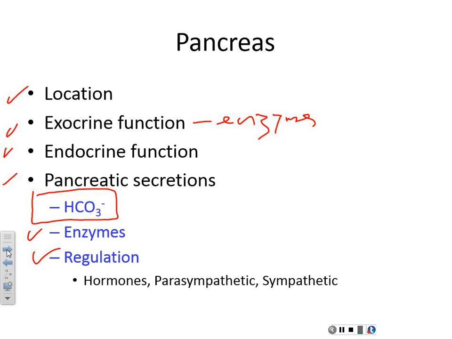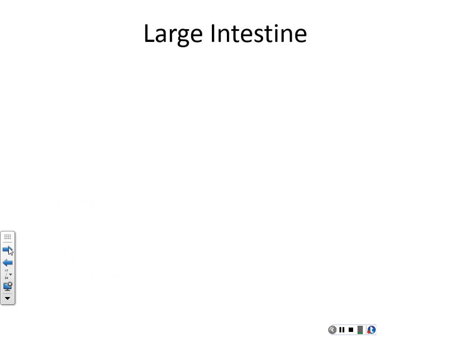And then of course regulation by the hormones, which we said, cholecystokinin and secretin, they cause different kinds of secretions from the pancreas. And then of course the parasympathetic, as usual, always stimulates pancreatic secretions. And then the sympathetic will actually reduce them. The sympathetic system is normally for fight or flight. It normally reduces digestive activity, right? So it will reduce secretions from the small intestine and from the pancreas.